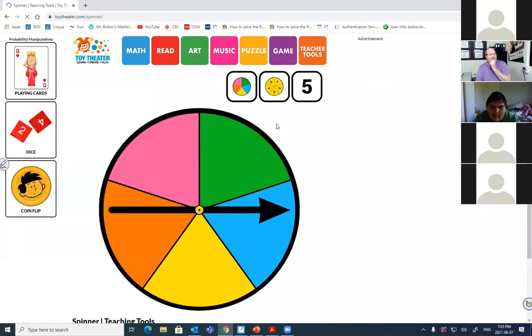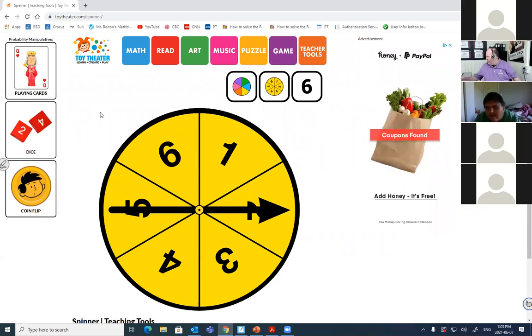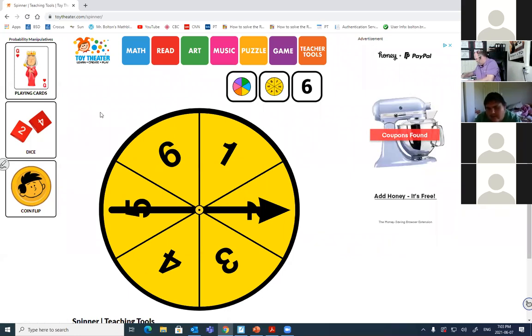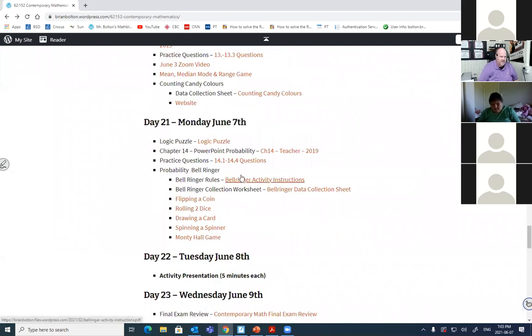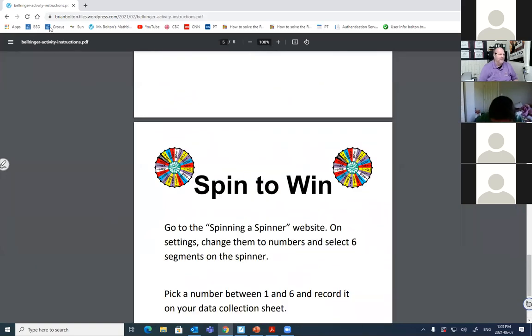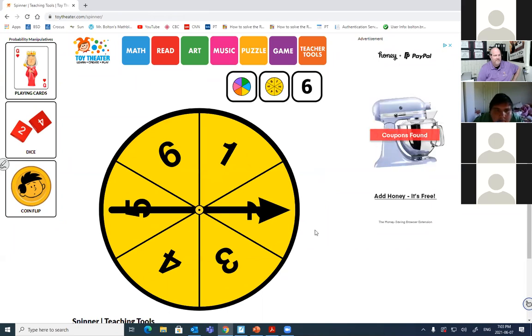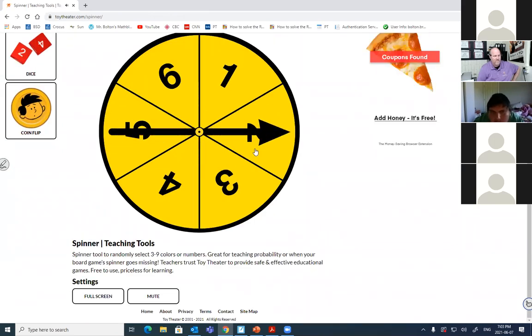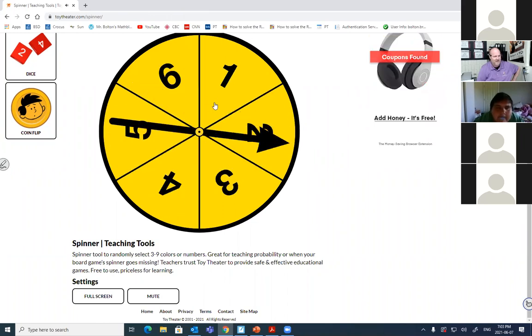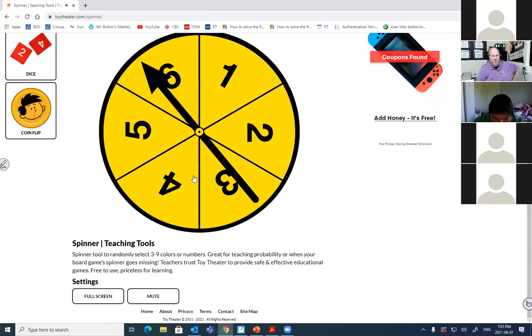Spinning a spinner. So we can change it to numbers, right? So you can see here, you can go colors and numbers. You can pick how many you want. What did it say in the instructions? Was it six? I can't remember. Hang on. Let me look here. No, I don't have it in front of me. Hang on, let me go back here one more sec. Bell ringer instructions, I can't remember. Oh, spinner. Yeah, 1 to 6. Okay, that's what it was, 1 to 6. So spinning a spinner, do numbers, we'll go 6. Okay, and then, oh my goodness, that's a horrible sound. Right? So you just keep rolling it and you do that again, the number, whatever time it requires. So you figure out your theoretical probability and then you keep recording them as you go along.